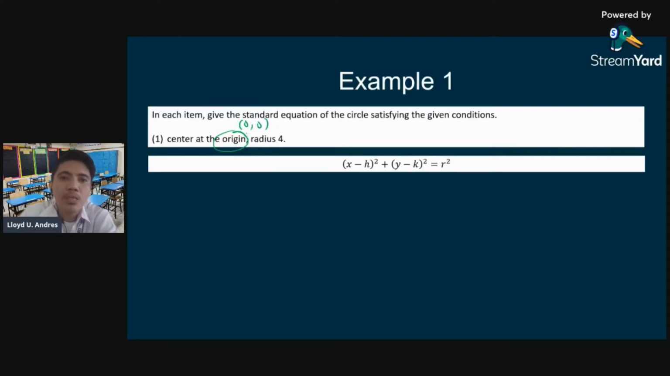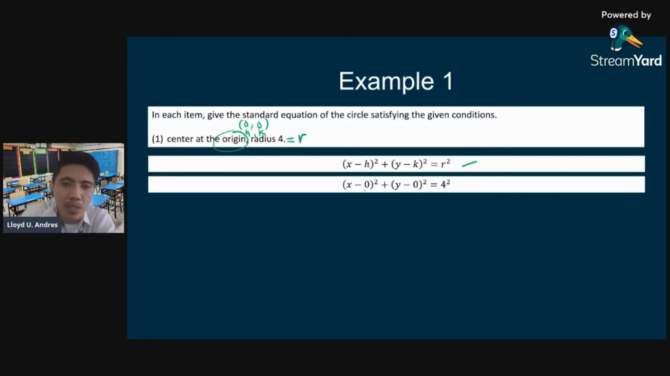Again, the coordinates of the center is denoted by h and k. So therefore, the value of our h is 0, while the value of our k is 0. And we are given that the radius is 4, so this will now represent our variable r. So using these given values, we can now substitute in this equation: substituting h with 0, k with 0, and r with 4.